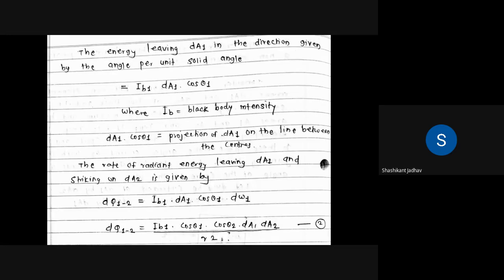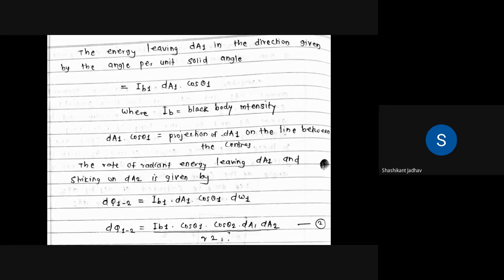Then next slide. So now we have to calculate the energy leaving dA1 in the direction given by the angle per unit solid angle. आता जो काही स्मॉल एलिमेंटरी एरिया आपण कन्सिडर केलेला आहे dA1, तिथून काय होणार आहे, एनर्जी लीव होणार आहे, आणि ती एनर्जी कुठे स्ट्राइक होणार आहे, that energy will strike on the area 2, dA2. Okay, so for that we have to write down the equation. Okay, so we have seen one concept, that is intensity of radiation. आपण एक डेफिनेशन बघितलेलं आहे, that is the intensity of radiation.